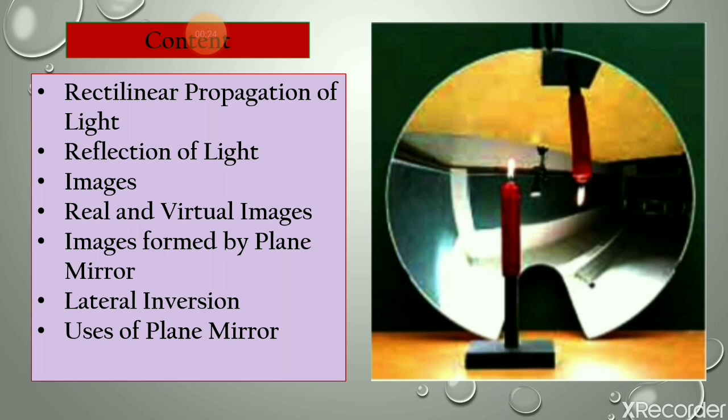So, in this part, first of all, we will study about rectilinear propagation of light, then reflection of light, images, in which we will study about real and virtual images, then formation by plane mirror, then lateral inversion, and at last we will study about uses of plane mirror.